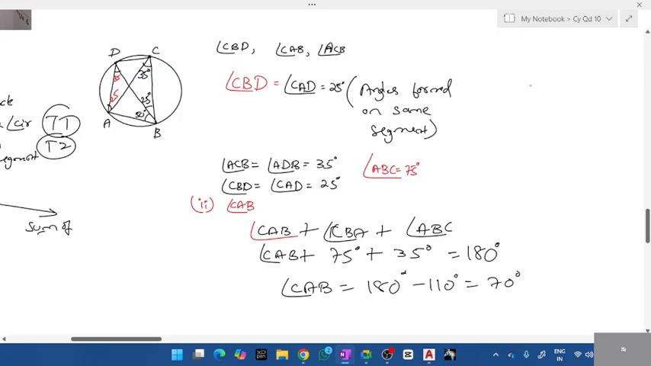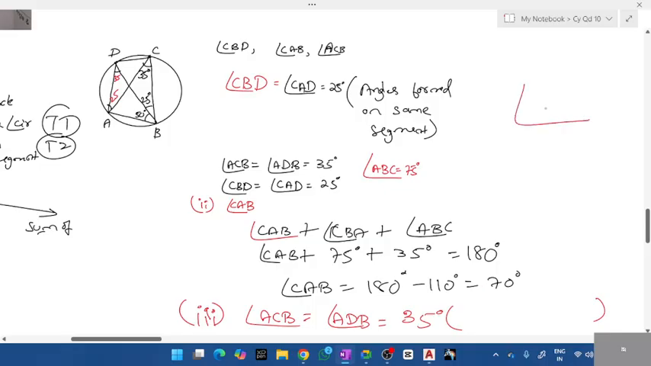Then what else you have to find? Angle ACB. What is angle ACB? Okay, we already found ACB. What is ACB? Yes. What is ACB? ACB equal to ADB. That is equal to 35 degrees. Angle formed on the same segment. Okay, angle formed on the same segment.